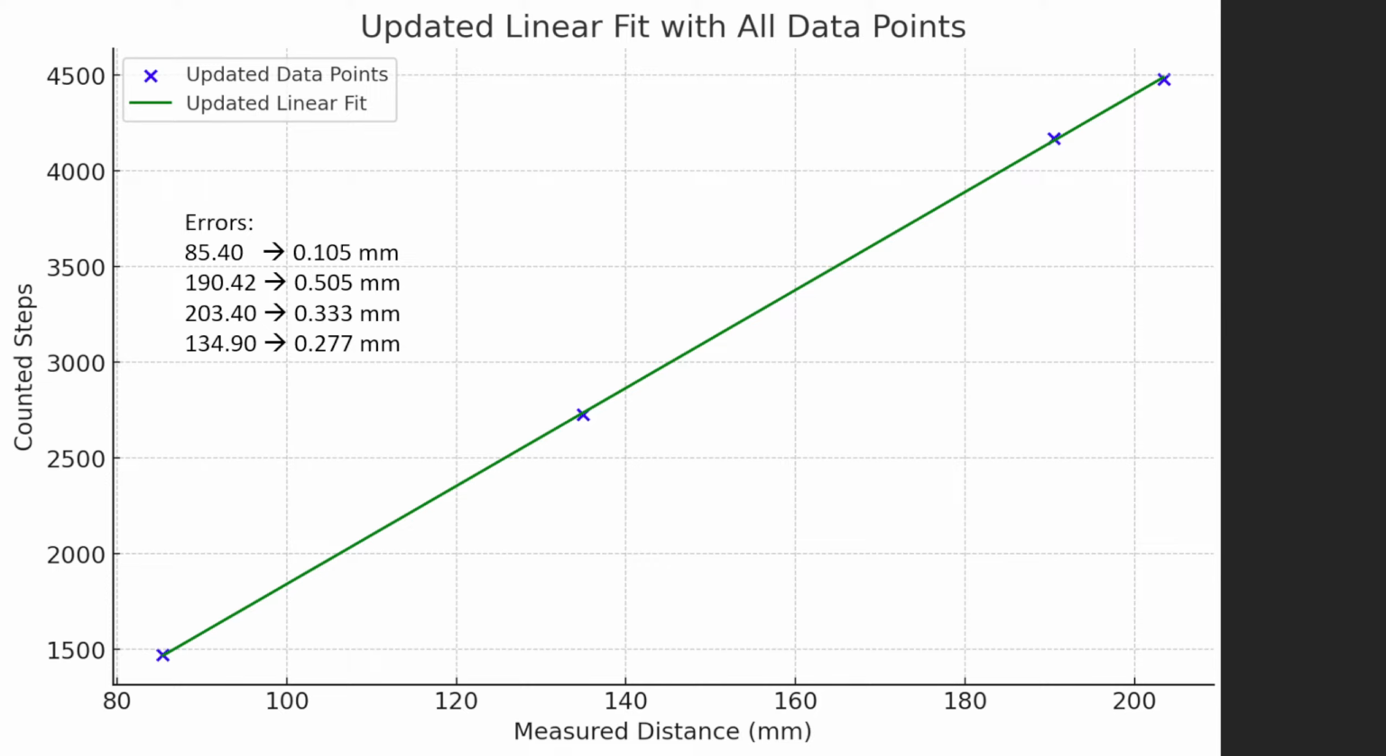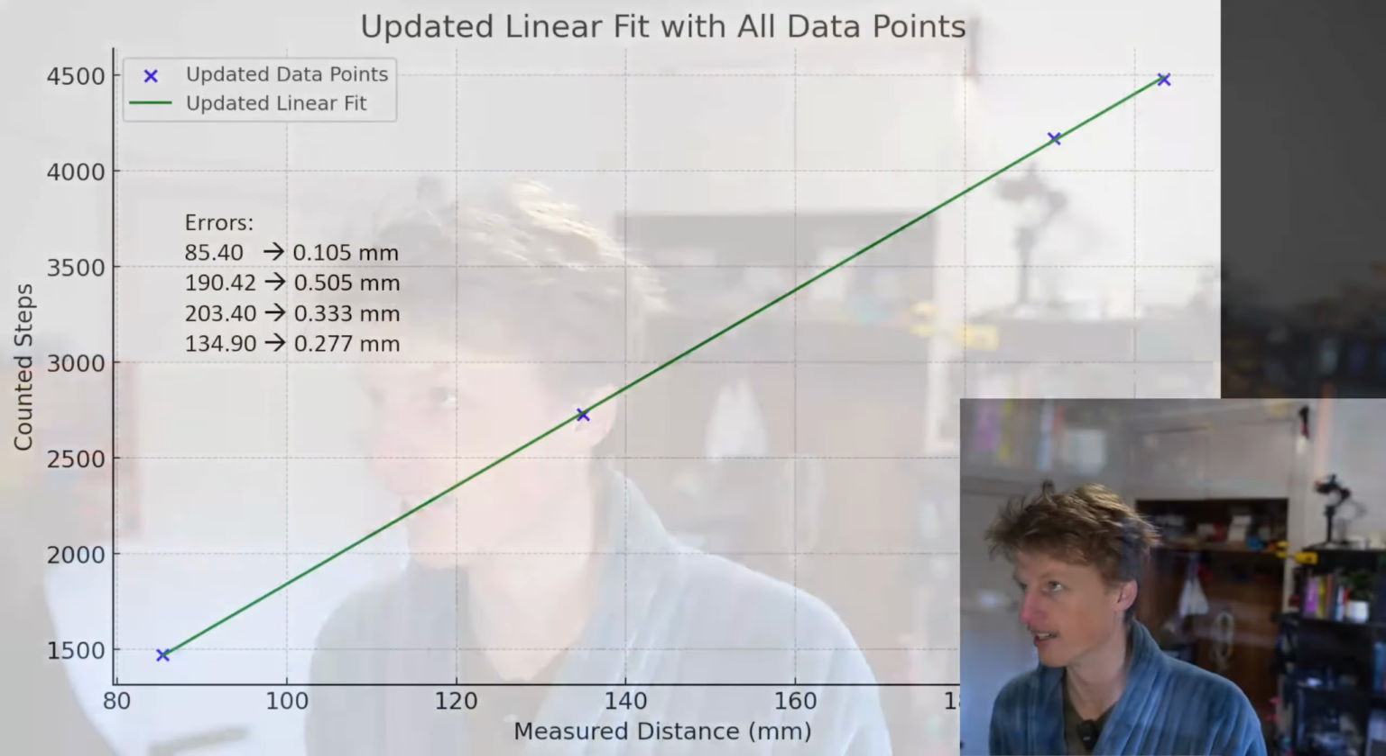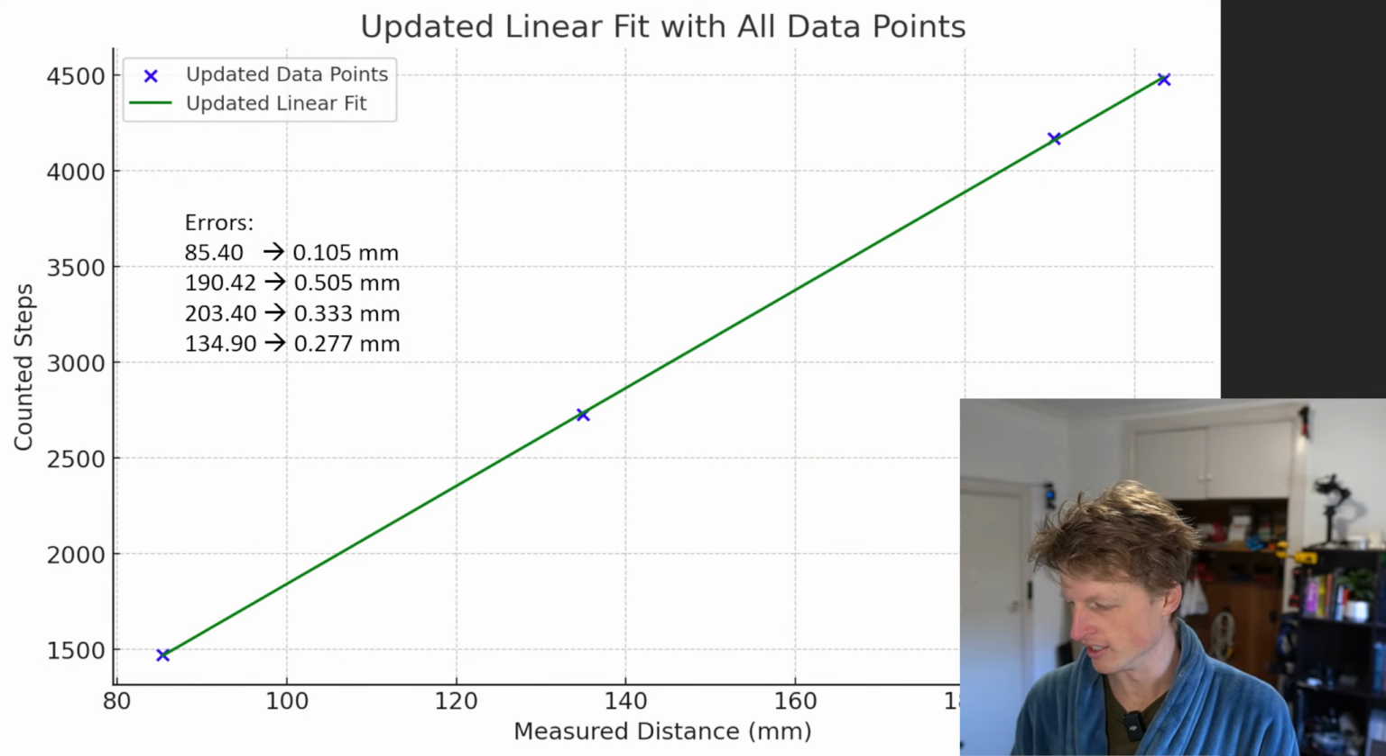We have 4 measured distances, and then their respective number of counted steps. I've just got a linear fit in here because in theory we should have a perfectly linear fit where we say, okay, we've moved 5,000 steps, that is equal to 200 millimeters. We've moved 10,000 steps, that's equal to 400 millimeters. It should be perfectly linear like that. So I've put a linear fit on here, but we can see that they're all ever so slightly off.